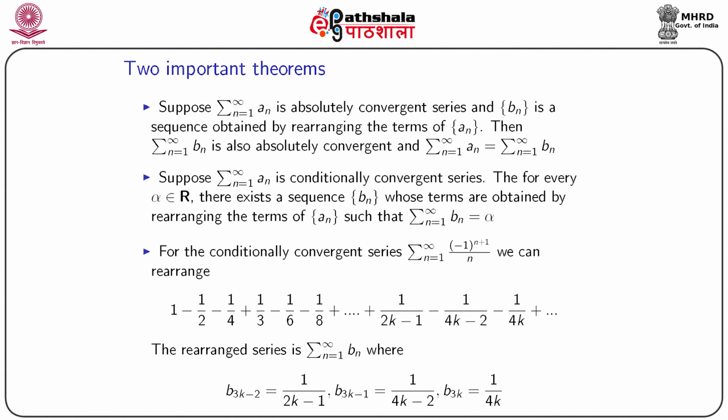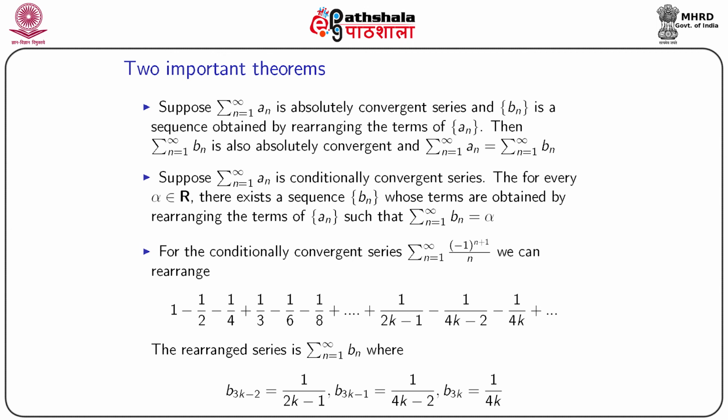We will discuss one important application of this theorem for this example. We are considering the conditionally convergent series sum over n from 1 to infinity of minus 1 to the power n plus 1 over n. Note that this series is conditionally convergent. We can rearrange the terms as 1 minus half minus 1/4 plus 1/3 minus 1/6 minus 1/8 and so on, and in general we can write 1 over 2k minus 1 minus 1 over 4k minus 2 minus 1 over 4k and so on. So this is the rearranged series from the series we have.